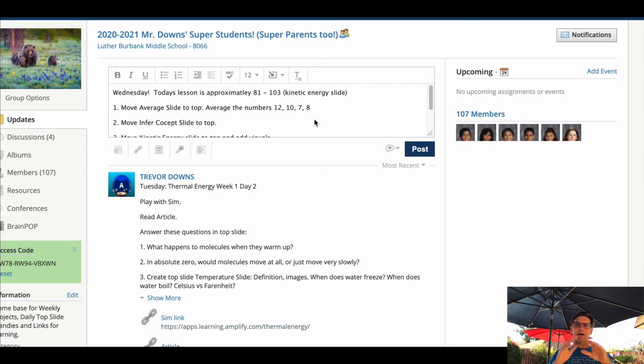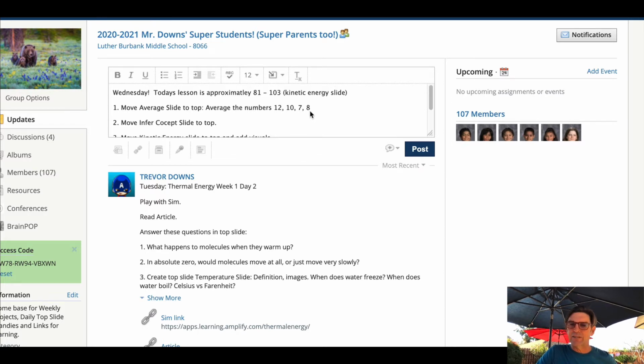So if you're going to average out that heat in the molecules' movement, or you could call this different molecules, there's different ways to think about it. But the goal of this is to average. So we added them up. 12 plus 10 is 22. 22 plus 7 is 29. 29 plus 8 is 37.